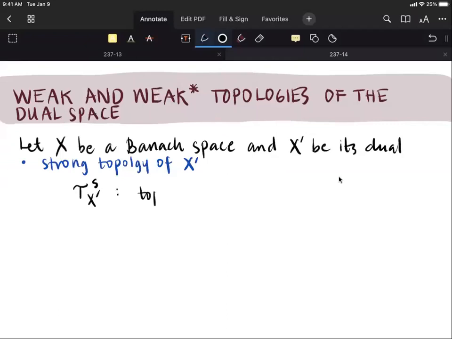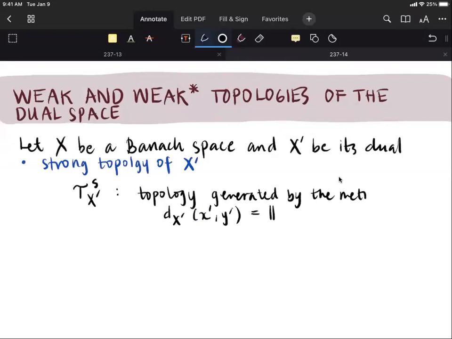So this is the metric topology generated by this distance function induced by the dual norm. Okay, and we know that if X is a Banach space, then X prime is also a Banach space. In fact, completeness in X is not needed because the range here is the set of real numbers, and we know that the set of real numbers is complete. X prime and Y prime lie in the dual space.